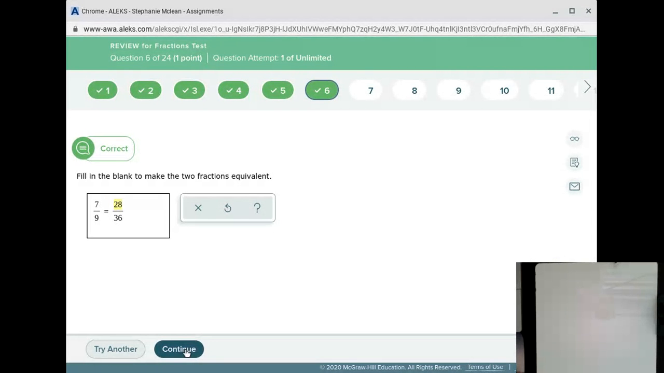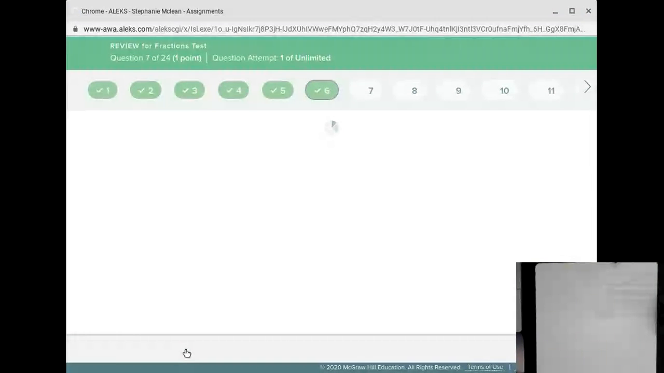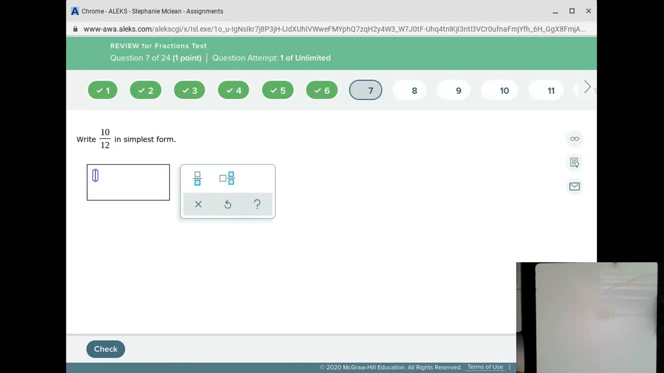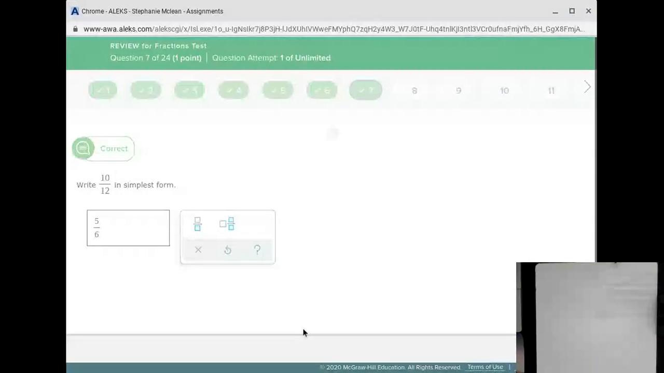I do not care if you use a calculator on these. I would much rather see that you know what they're asking you to do. Okay. So write 10 over 12 in simplest form. If you have two even numbers, I know that they are divisible by 2. Okay, so you can start there and then keep going. All right, so 10 divided by 2 is 5, and 12 divided by 2 is 6. Okay, now 5 and 6 don't have anything in common, so that's where we're going to stop.